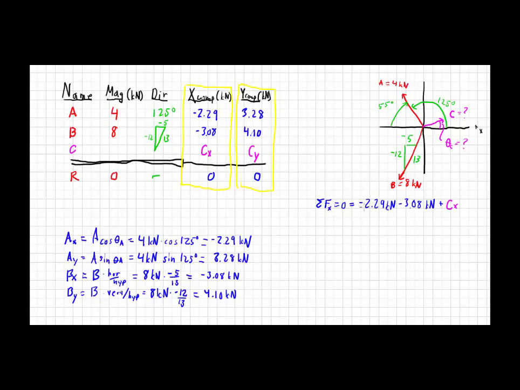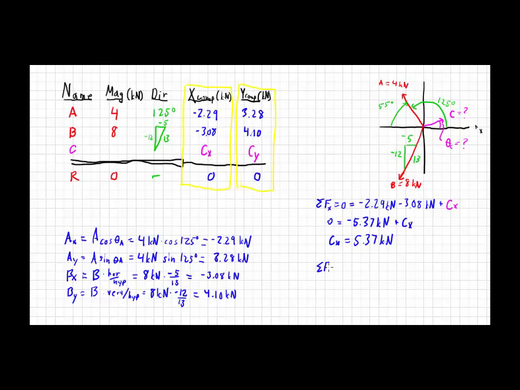So I'm going to combine terms here on the right hand side. 0 equals 2.29 plus 3.08. They're both negative, so we have 5.37 kilonewtons plus Cx. Then I simply solve for Cx, adding 5.37 kilonewtons to both sides, and Cx equals 5.37 kilonewtons.